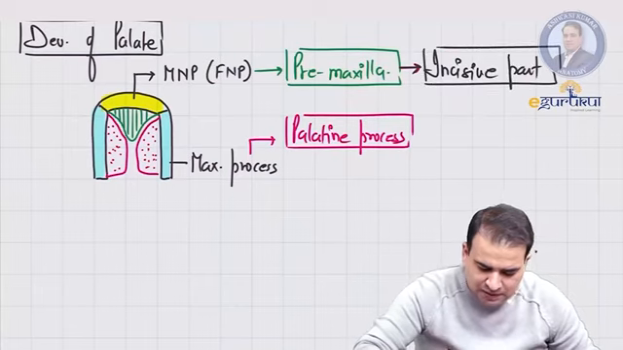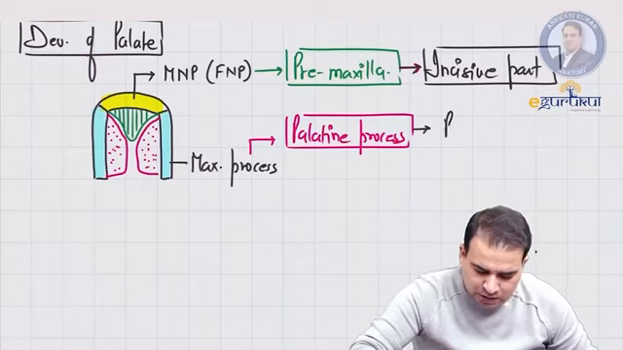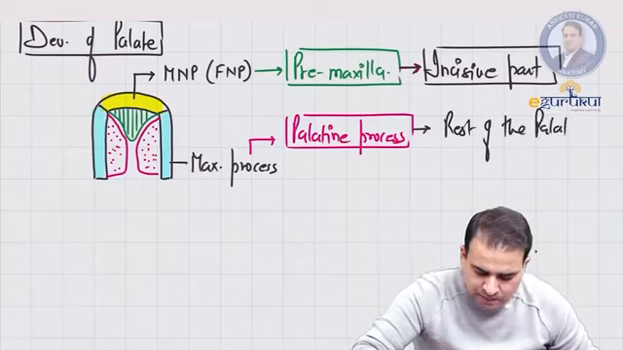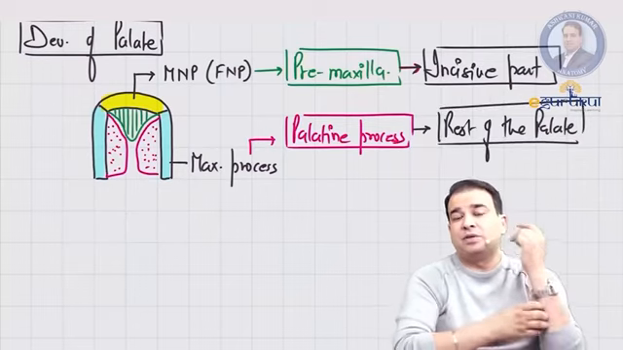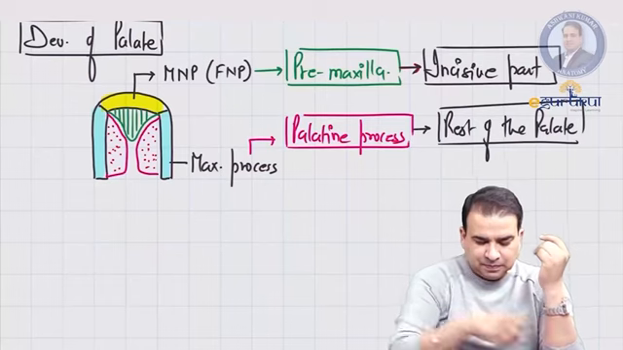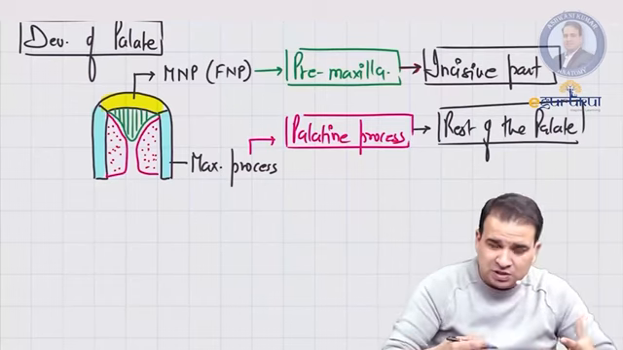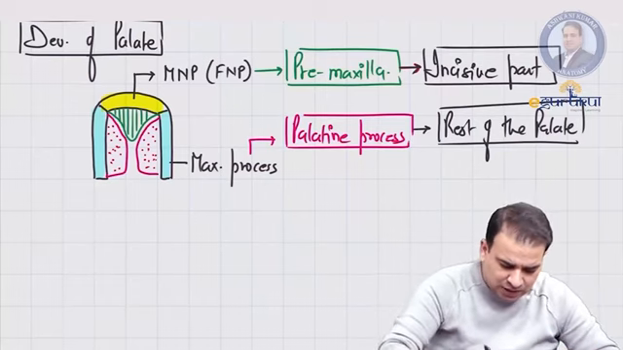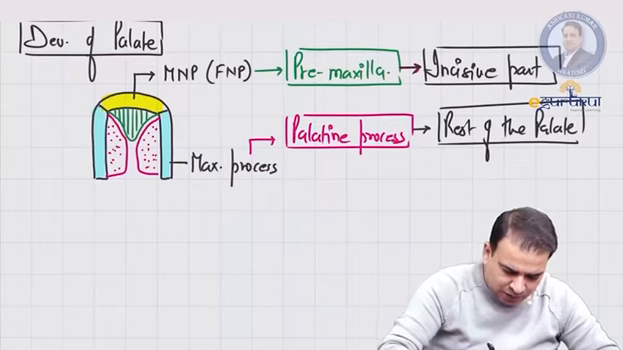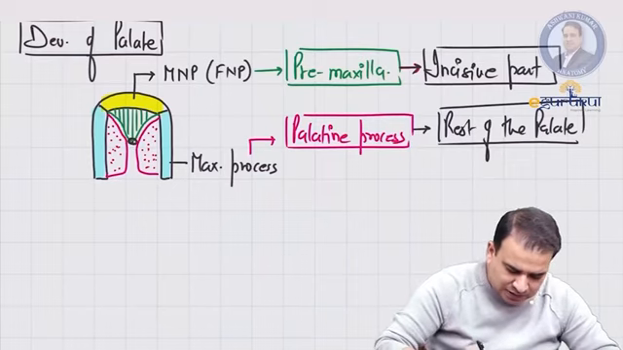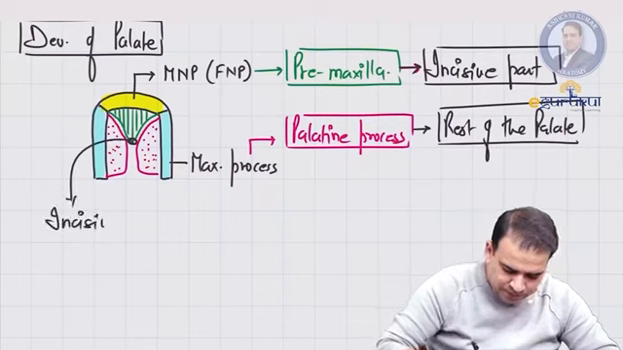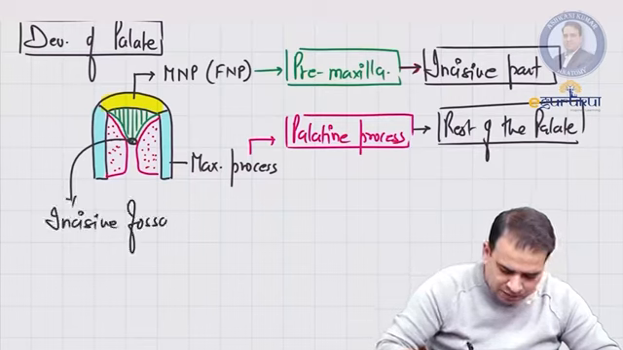The incisive part of the palate is by the premaxilla, and the palatine process will give rise to the rest of the palate. The rest of the palate is by the palatine process of the maxilla. And when they fuse with each other, I mean, this all will be fused. Once they are fused, the foramen or the fossa which will be there at the junction of all these three will be called the incisive fossa.